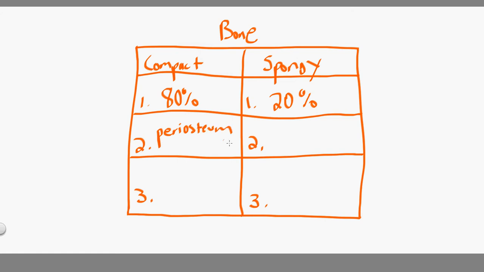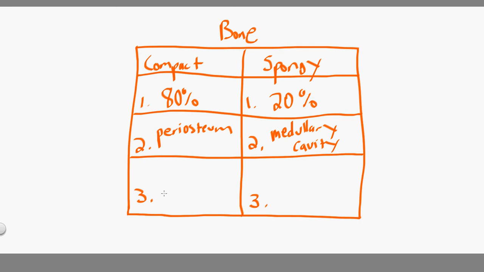The second difference is that the compact bone is connected to the periosteum. And this is the outer layer of the bone. So if you take a bone and start sticking a needle in it, you're going to first hit the periosteum, and then going through the periosteum, you will hit compact bone first as you stick the needle in. And spongy bone is connected to the medullary cavity. And this is where the bone marrow is, by the way.